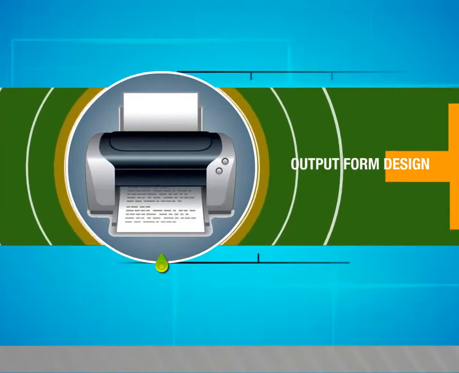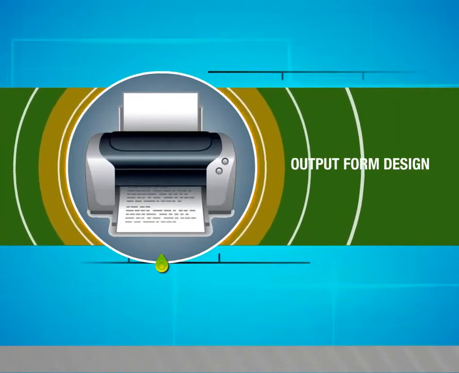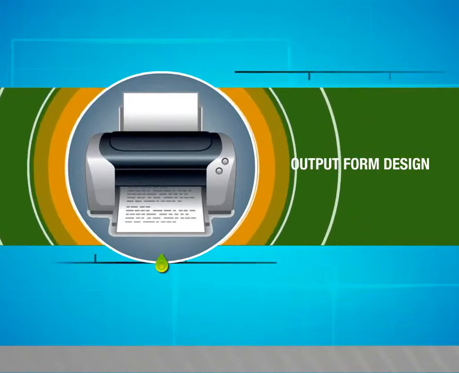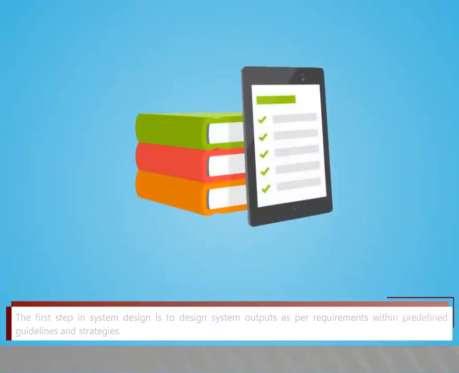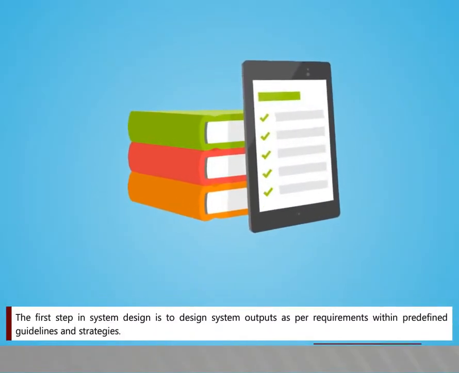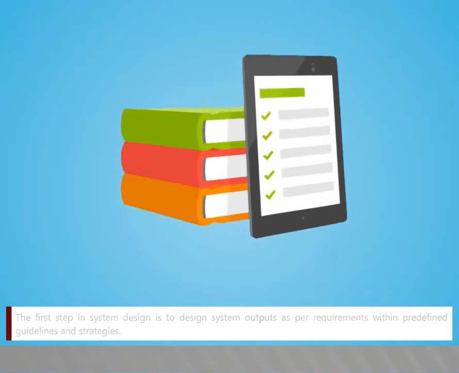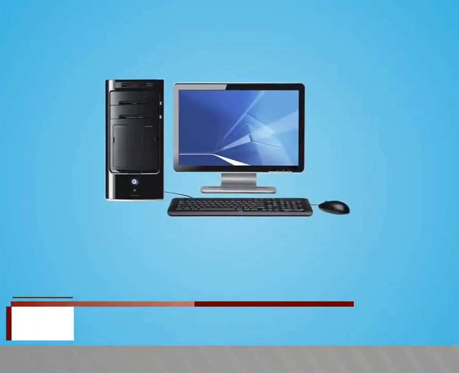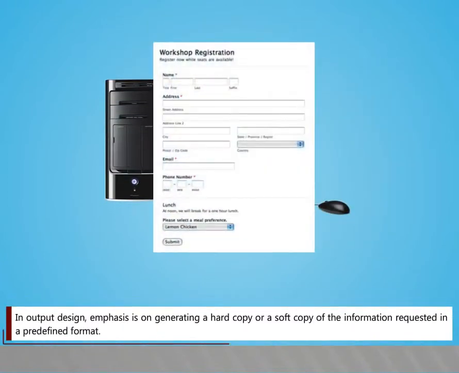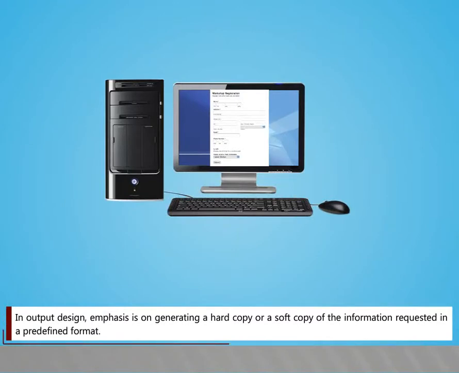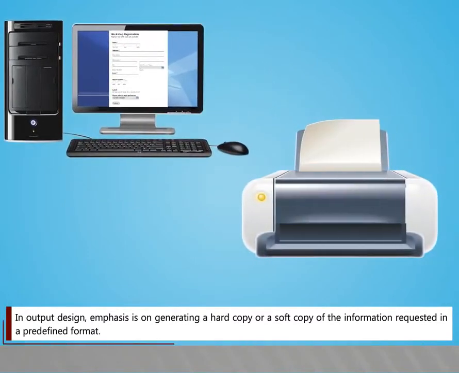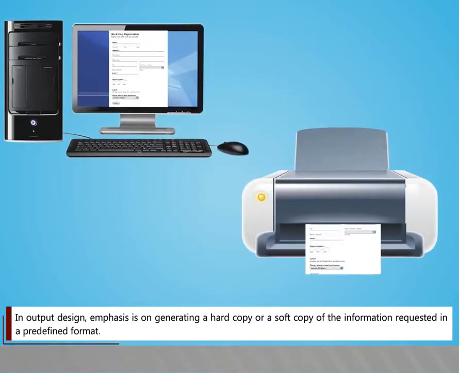Output form design. In this video, we are going to see about output form design. The first step in system design is to design system outputs as per requirements within predefined guidelines and strategies. In output design, emphasis is on generating a hard copy or a soft copy of the information requested in a predefined format.